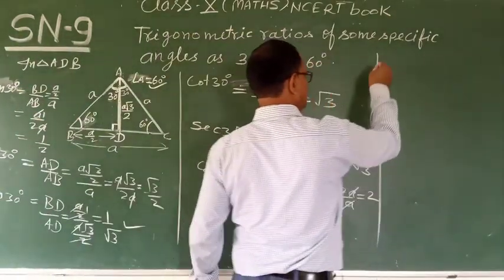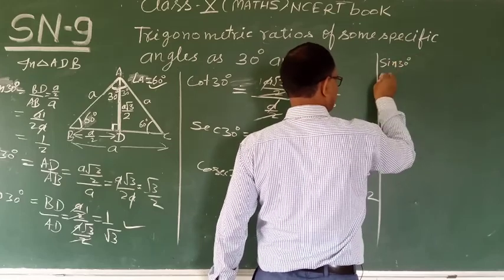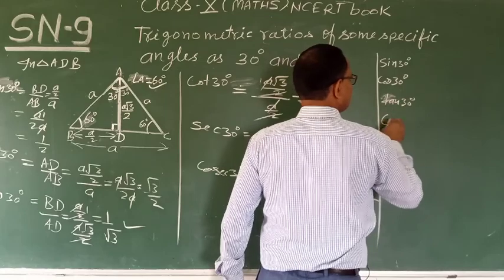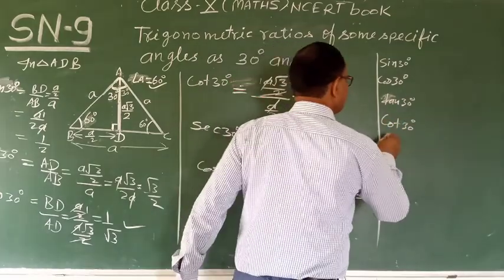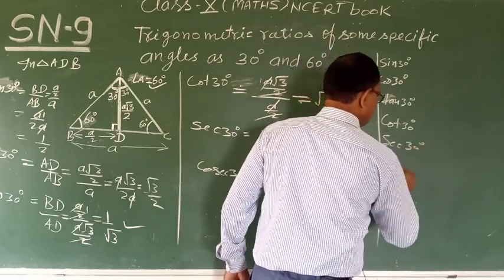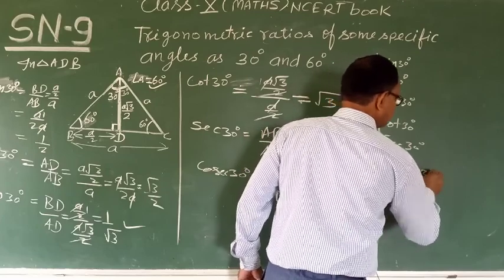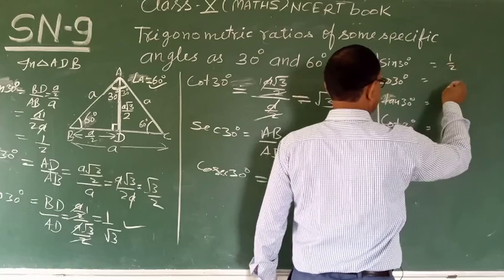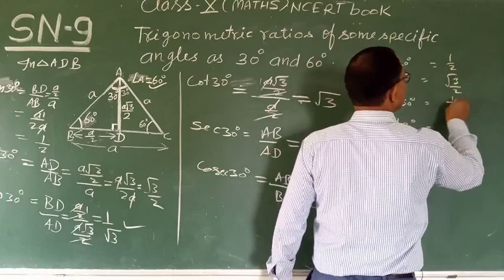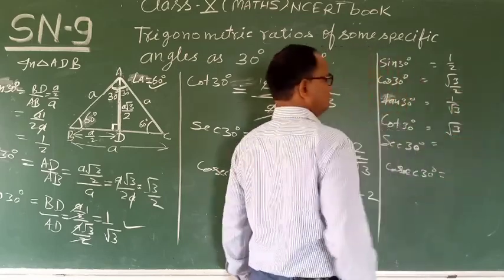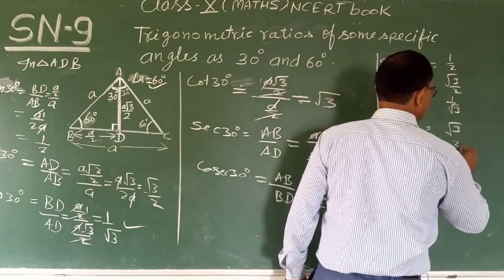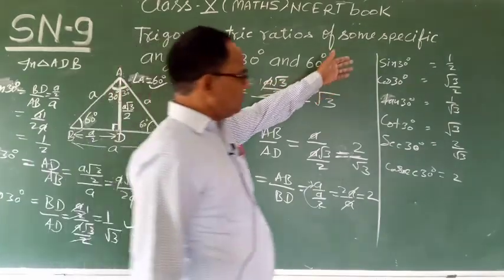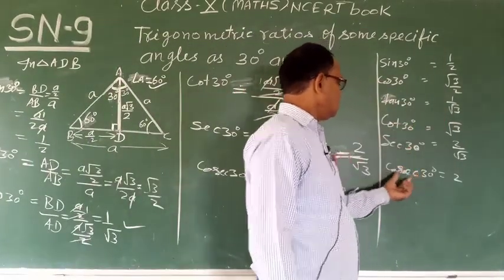Thus we find the values of sin 30 degree, cos 30 degree, tan 30 degree, cot 30 degree, sec 30 degree, and cosec 30 degree: 1 by 2, root 3 by 2, 1 by root 3, and so on. Here are the values of sin 30 degree, cos 30 degree, tan 30 degree, cot 30 degree, sec 30 degree, cosec 30 degree.